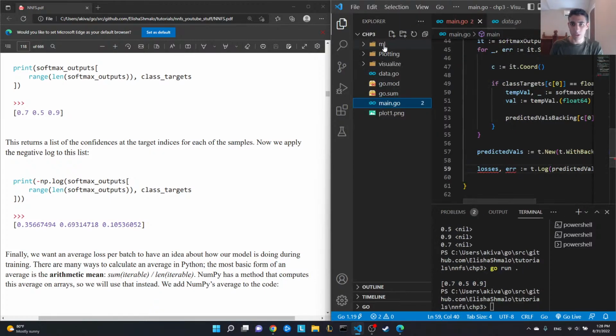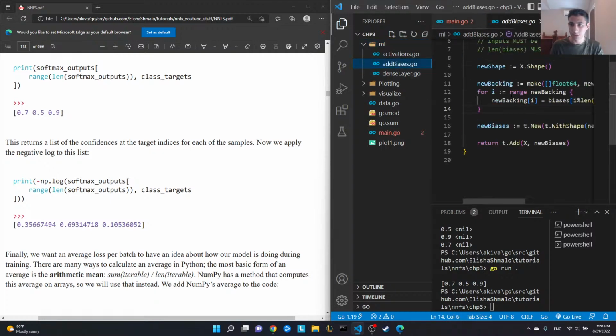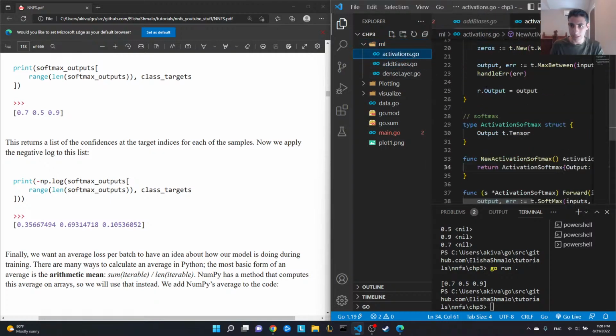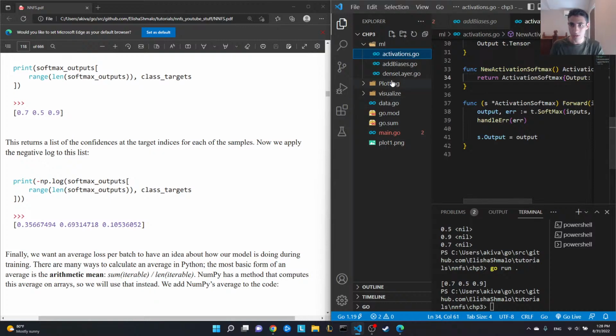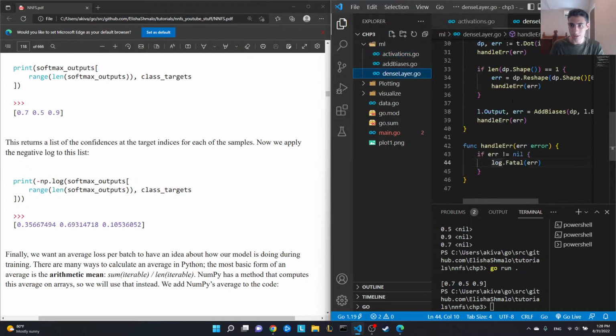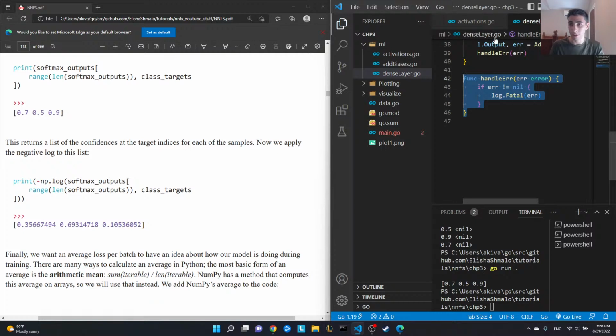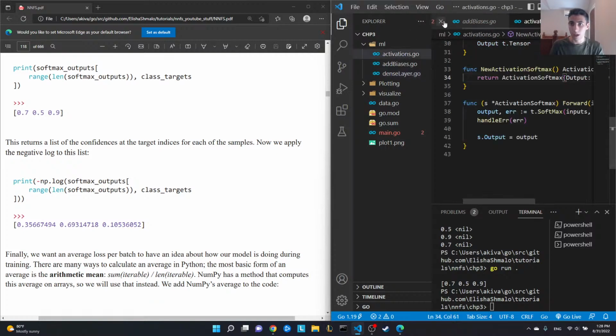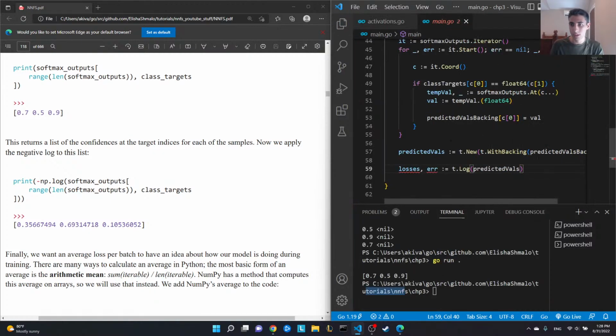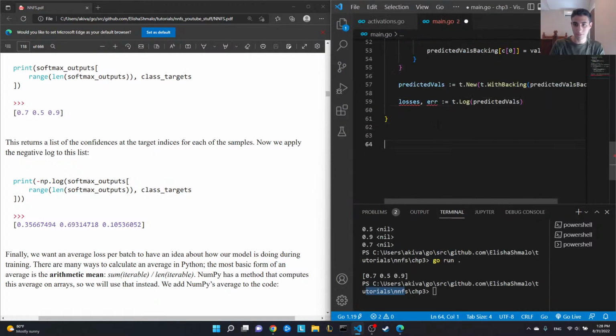So let's go into our machine learning place, and we have maybe an add biases. Do we have a function to handle error? No. Do we have an activation, so function to handle error? No. We have it in dense layer. Great. Let's copy this function to handle an error because I just don't want to code it again. Let's go back to main.go. Let's close this back and let's paste this function over here.